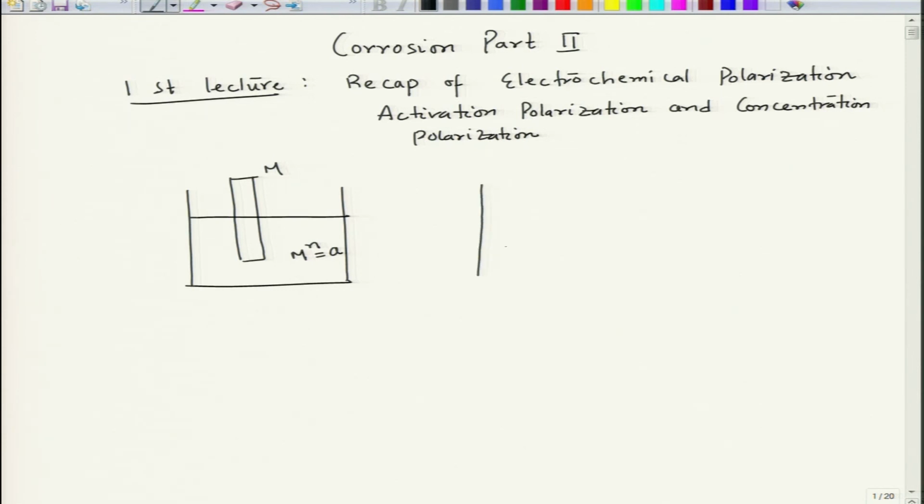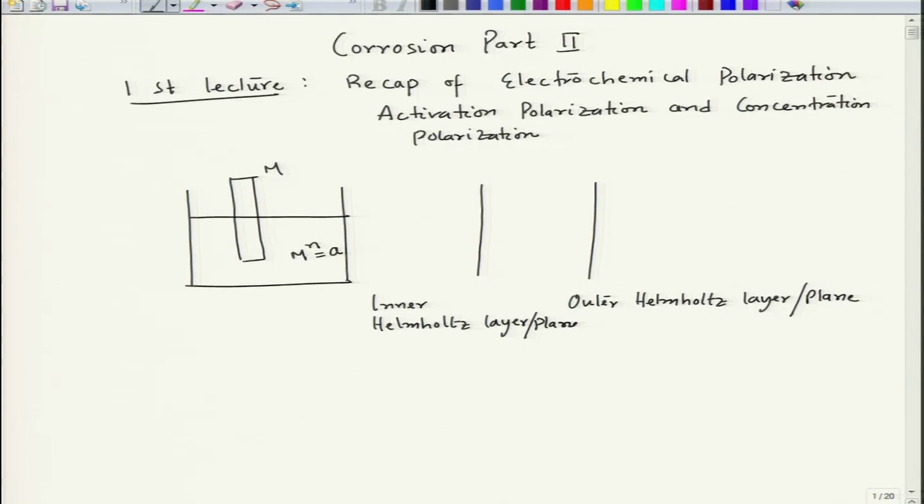And we have understood that those double layers are called Helmholtz double layers, and there could be an outer Helmholtz layer or plane and an inner Helmholtz layer or plane. In short, we call it OHP, and this one we call it IHP. IHP is forming on the metal surface, and just in front of that particular metal surface in the electrolyte, we have OHP. And in this case, this forms OHP and this forms IHP.